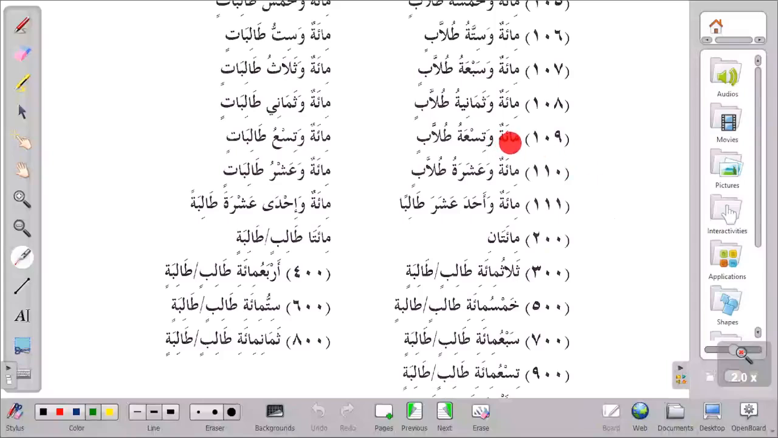So the method that I said was very easy. You could have just said, like here 109, mi'atu talibin wa tis'atun. That's all. You just mention 100 students and then you mention a 9. Okay, and for all the other numbers between 101 to 109, the same thing. If you come to 110, mi'atun wa asharatu tullabin. It's very easy.